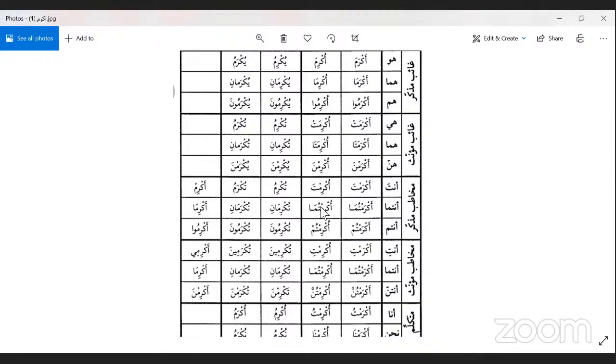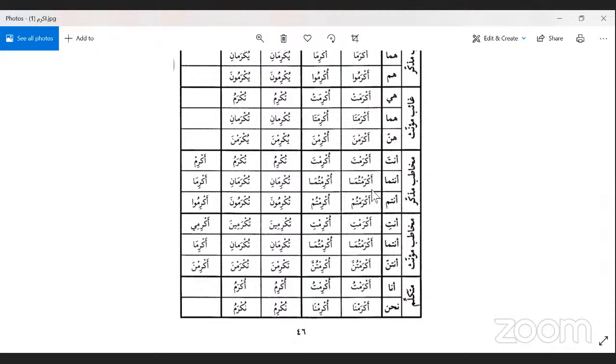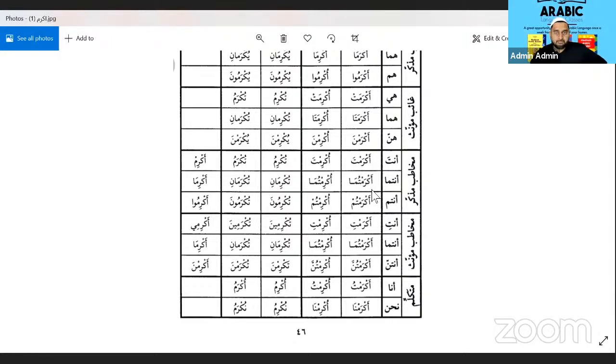Anta akramta, you one male gave respect to someone. Antuma akramtuma, you both male. Antum akramtum, you all male. Anti akramti, you one female. Antuma akramtuma, you both female. Antunna akramtunna, you all female gave respect to someone. Ana akramtu, I gave respect to someone. Nahnu akramna, we gave respect to someone. Excellent, excellent. Is this clear for you?